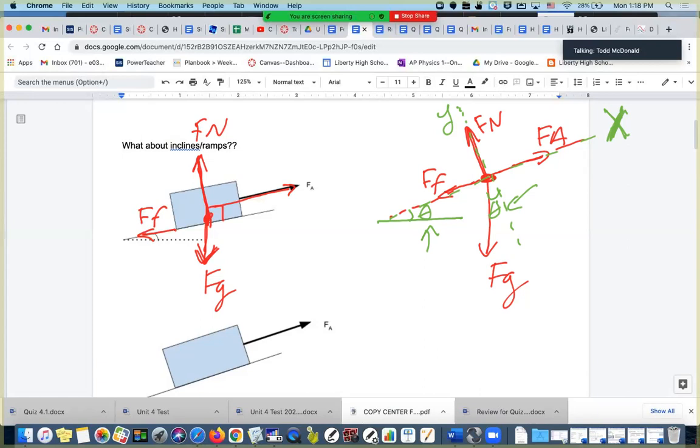If you think about it, we have a small angle. Let's say this theta angle right here was very small.